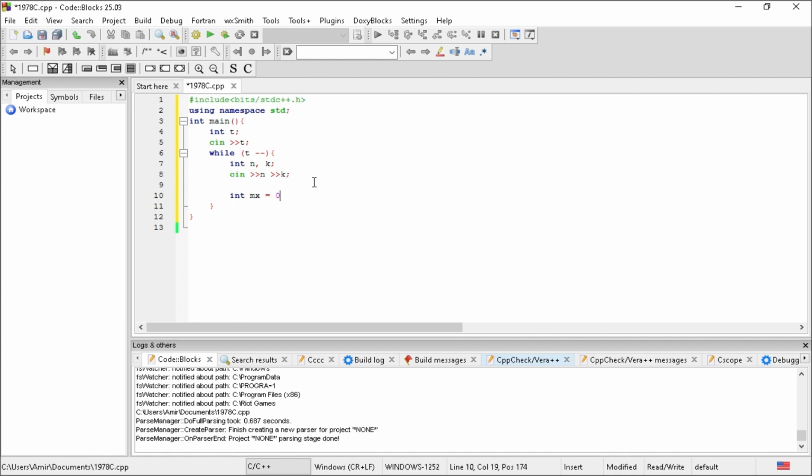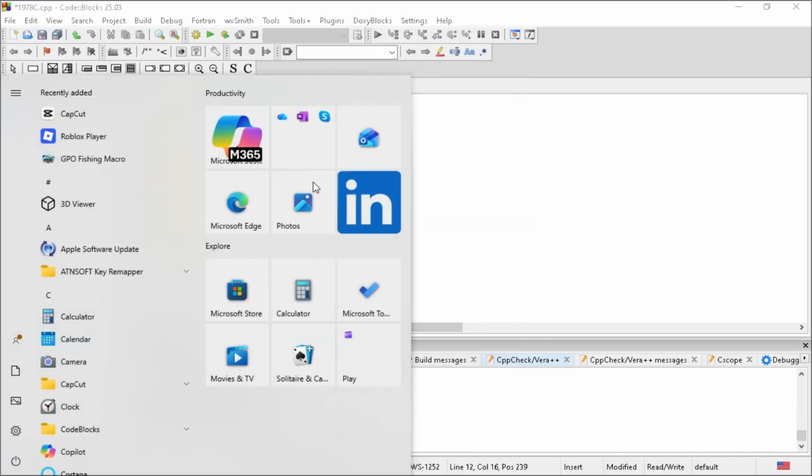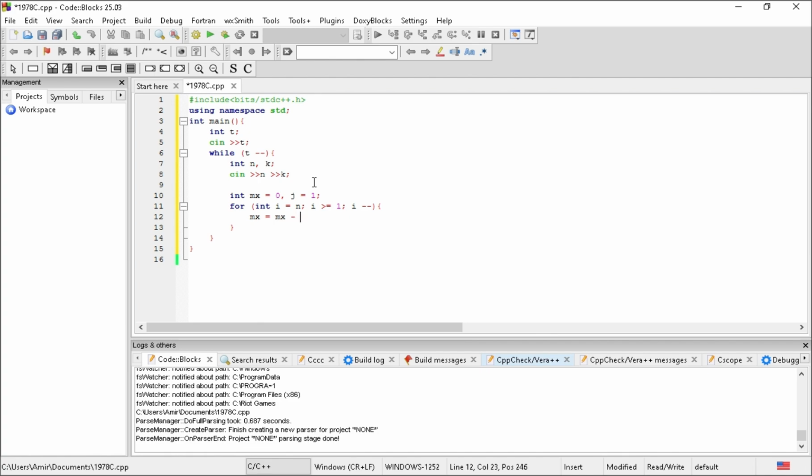To do this, we'll need mx, which is our maximum value, surprisingly, and then j will be the number that we'll be subtracting from our numbers. So basically, we'll start from n, as I said, and j plus plus, because our indexes are getting bigger by 1.